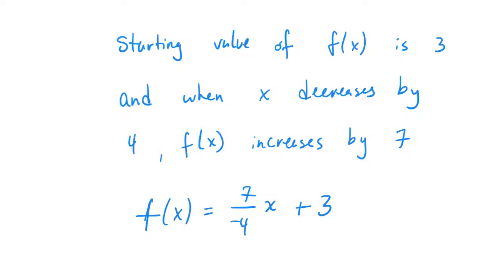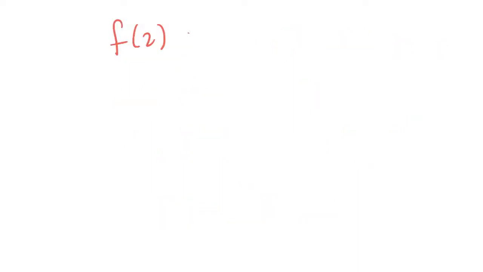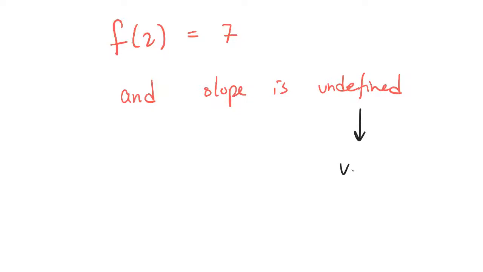Let's try one that's a little bit different. Let's say f of 2 is equal to 7, and the slope is undefined. F of 2 equals 7, and the slope is undefined. Look at it. x equals 2. How come you're able to answer that right away? Undefined is a vertical line, which is an x equals something line.